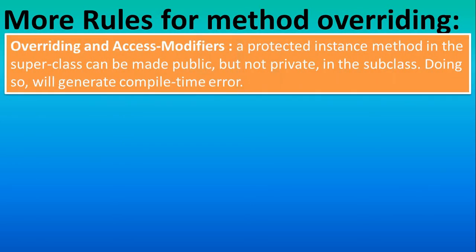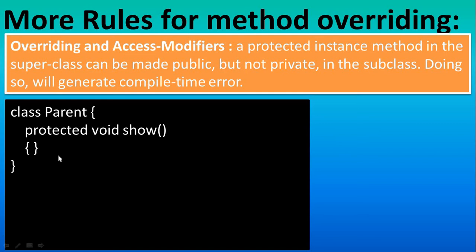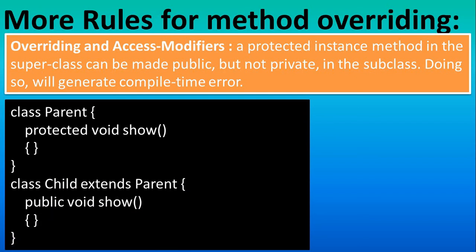Now more rules of overriding and access specifiers. A protected instance method in the superclass can be made public but not private. This is a very important point. Suppose you take a class, and you already know private is more protected, then protected, then public. So once you use protected in the parent class, then in the other class you can either keep it protected or use public, but you cannot use private. Why? Because private is more protected than the protected access specifier.